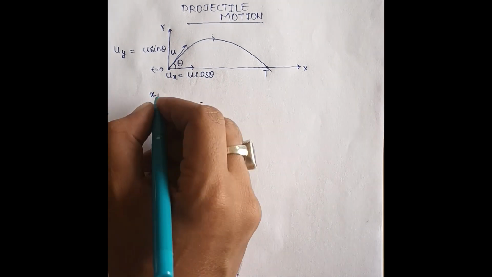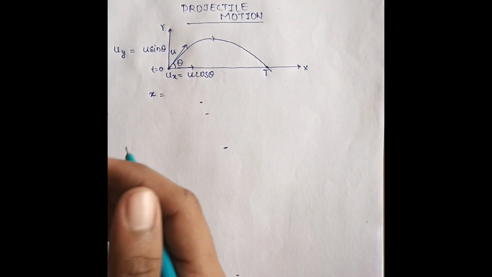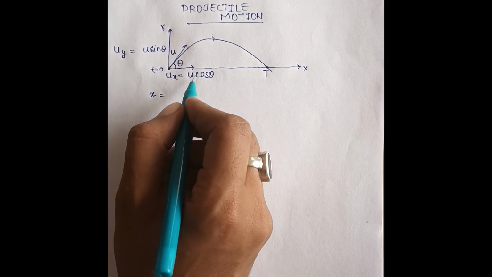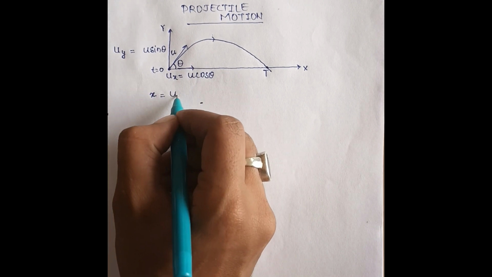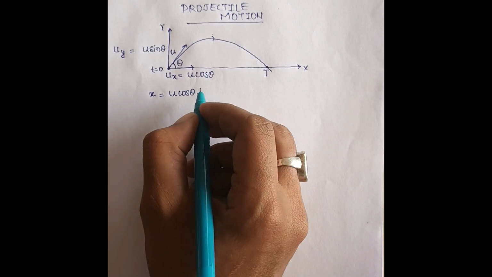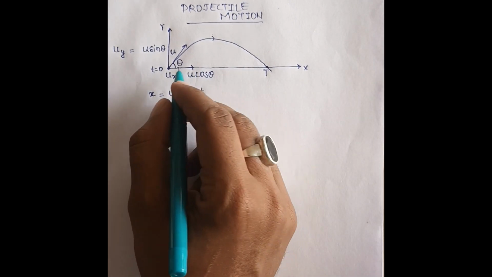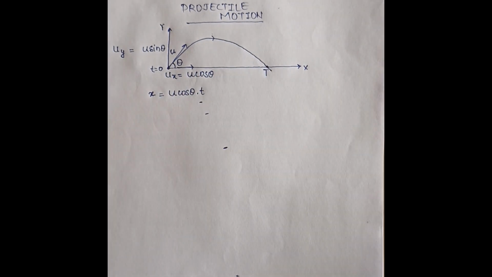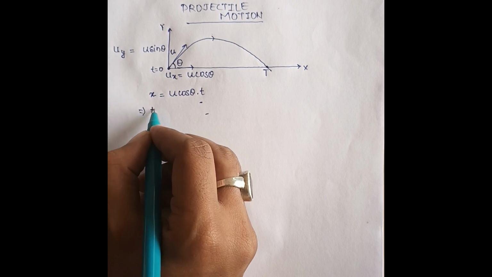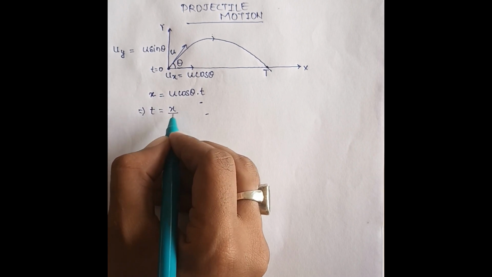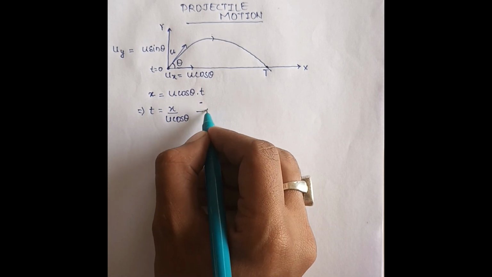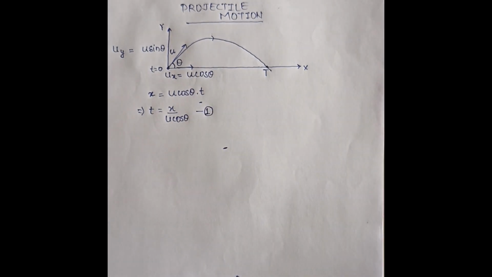We know the distance traveled equals velocity multiplied by time. Along the x-axis, what is happening? The velocity of the object is u cos theta, and the time taken along the x-axis is small t. From here, students, we can find t equals x upon u cos theta. Let us take this as equation 1. Clear? This is equation 1.